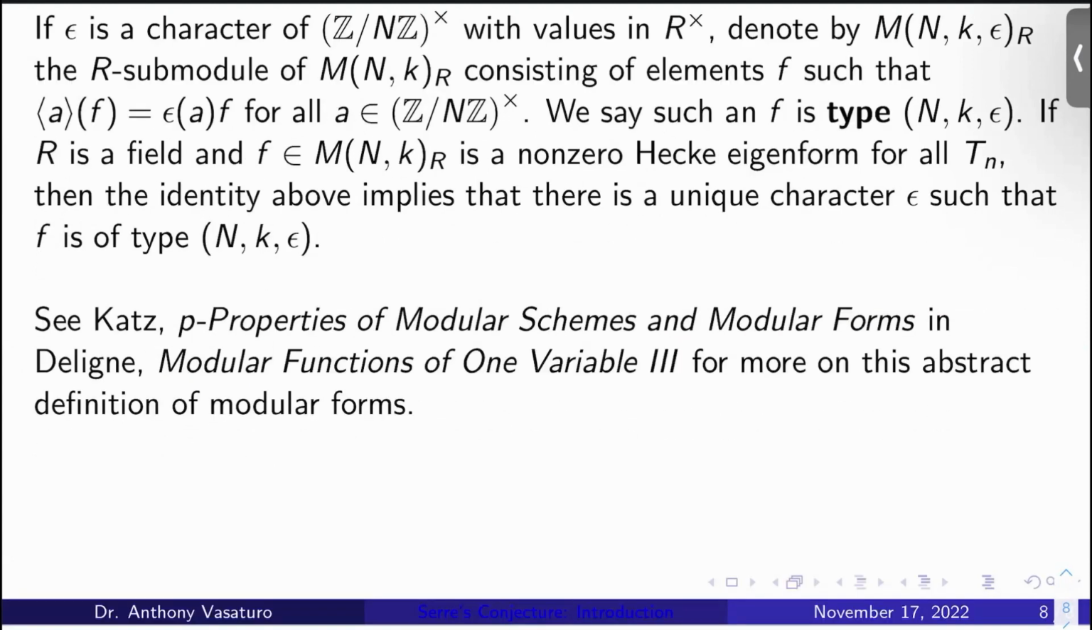I'll end this video by giving you some references. In addition to Deligne-Rapoport's paper, and also Katz-Mazur's Arithmetic Moduli of Elliptic Curves, you should also see Katz's p-adic Properties of Modular Schemes and Modular Forms, which is found in Modular Functions of One Variable III. You'll find much more information there on the definition of modular forms in this abstract setting.